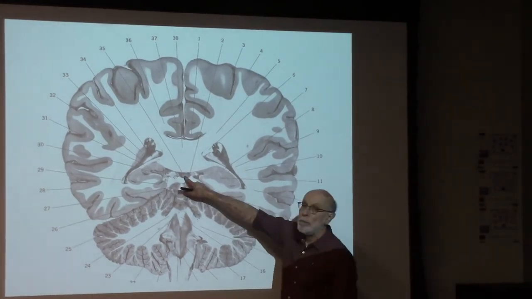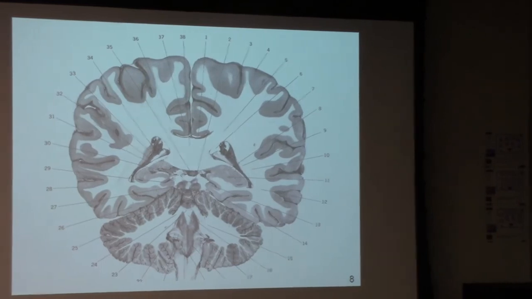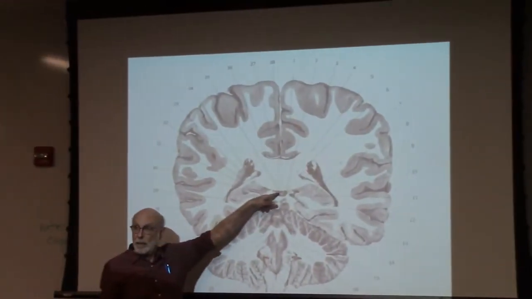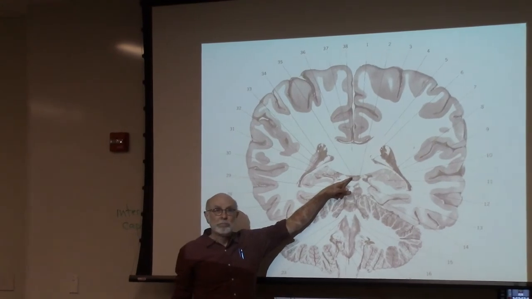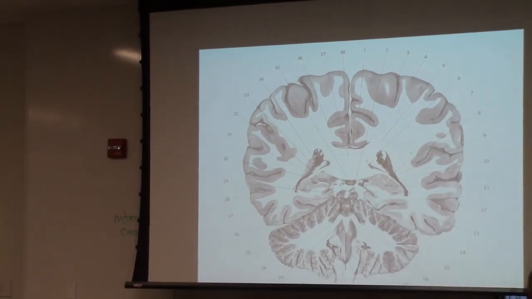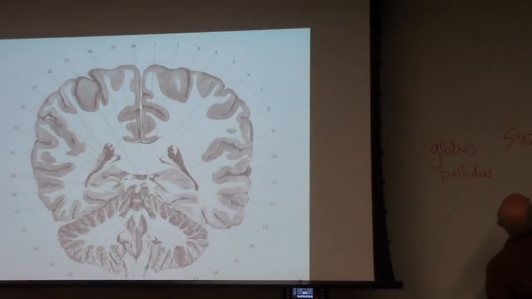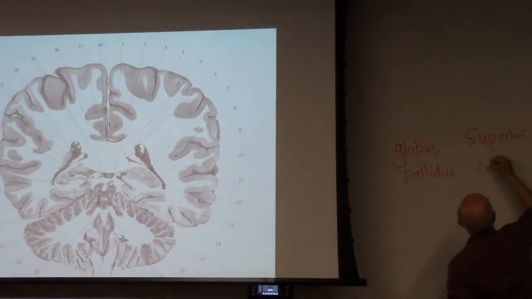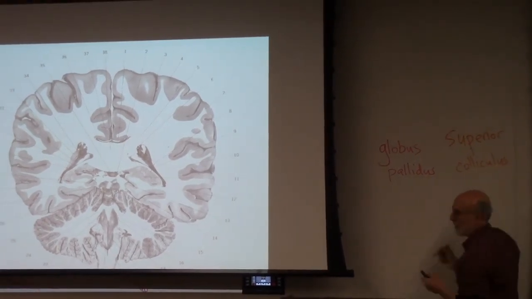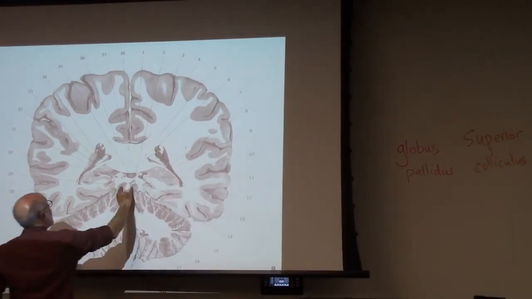This little blob right here has a name. It's called the pineal gland. Some of you may have heard of it because that's where melatonin is released, from the pineal gland. It's important for sleep. So that's got a name. And these two things are called the superior colliculus. It's going to be part of the visual system again. Superior colliculus.